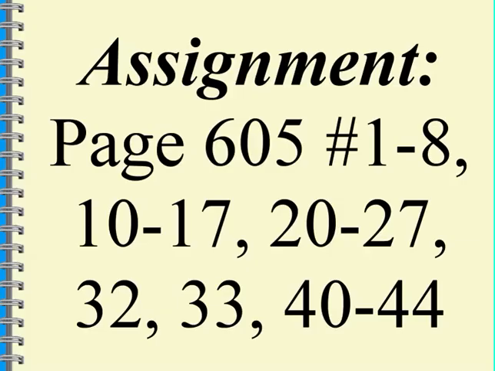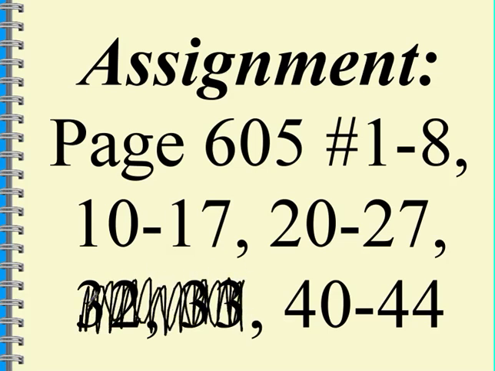Okay, this is your assignment. 1 through 8 is determine the common ratio, find the next 3 terms. 10 through 17 is write an explicit formula and a recursive formula. 20 through 27 is find the specified term. 32 and 33 is to find the indicated geometric means for each pair of non-consecutive terms. And 40 through 44 is to find the sum. We didn't cover geometric means, so I'll cross those off because we had a long enough lesson.